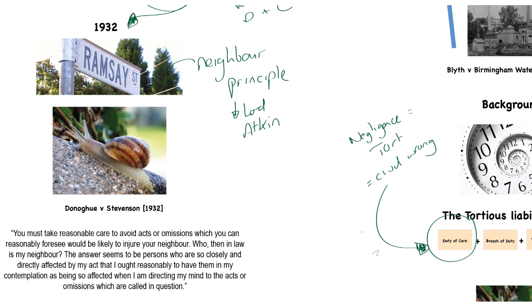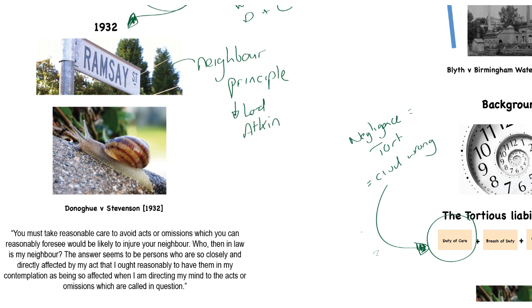Mrs. Donoghue has a drink, and then she refills her glass. And as she refills her glass, the remains of a decomposed snail pops into her glass. Now she's already drunk some of this liquid, and now all she's doing is now seeing, as she tops up, that the liquid that she's been drinking has been contaminated by a snail that has somehow found its way into the bottle at the factory.